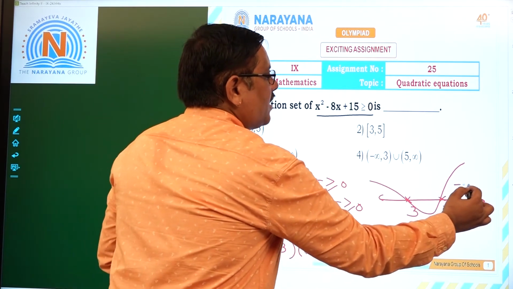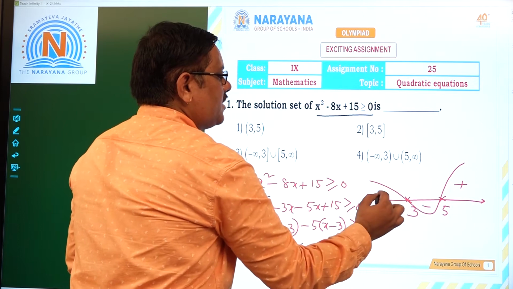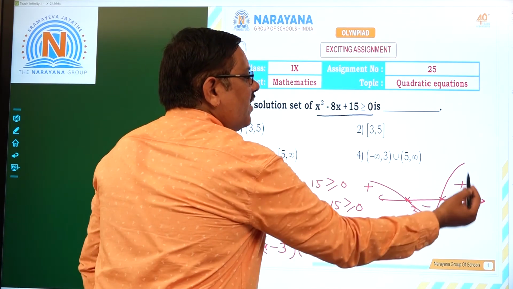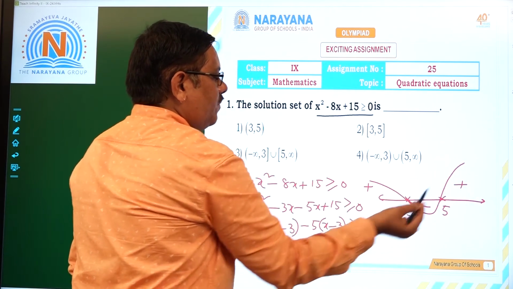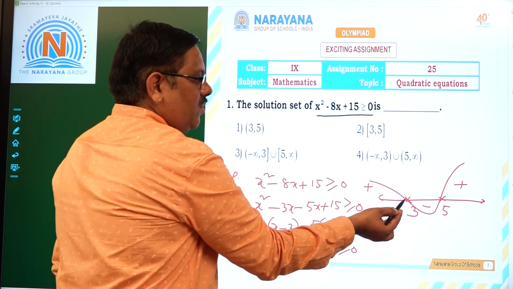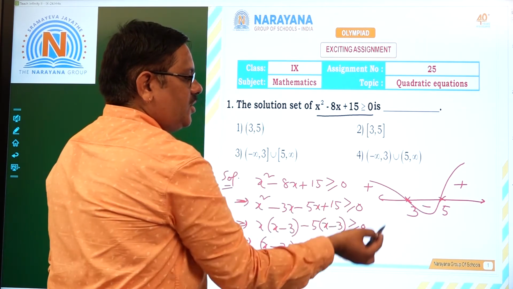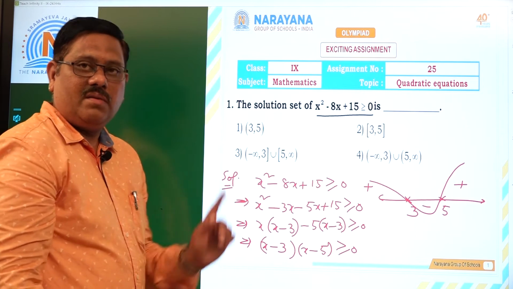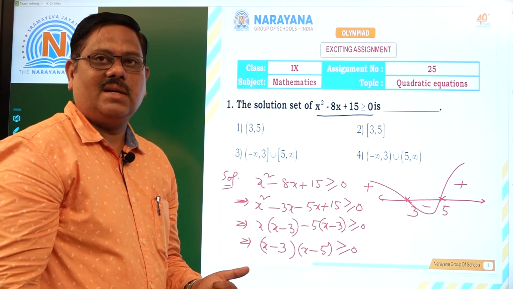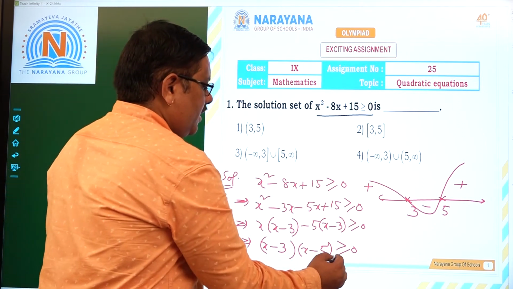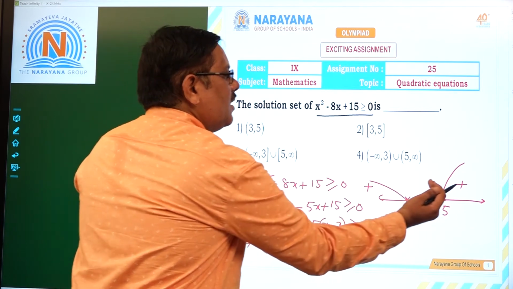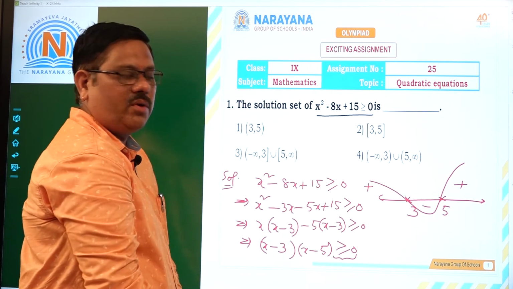Now, this is how the curve moves on. This region represents plus sign, this region represents minus sign, this region represents plus sign. Means, for every x more than 5, the quadratic curve is positive. For every x less than 3, the quadratic curve is positive. For x equal to 3 and 5, the quadratic function value is 0. Between 3 and 5, the quadratic function value will be negative, that is less than 0. Okay? But in the question, he is saying it is greater than or equal to 0. So obviously, this region or the region more than 5 we have to take.